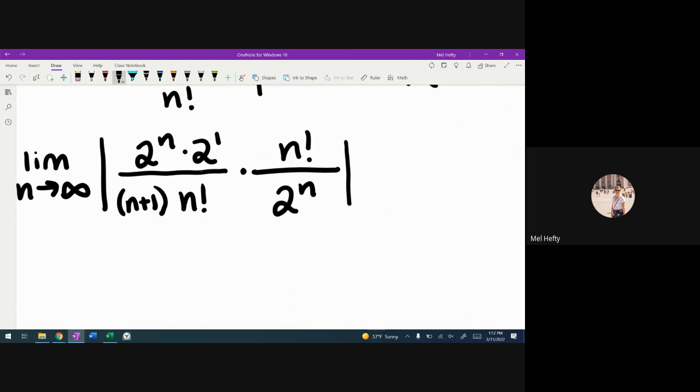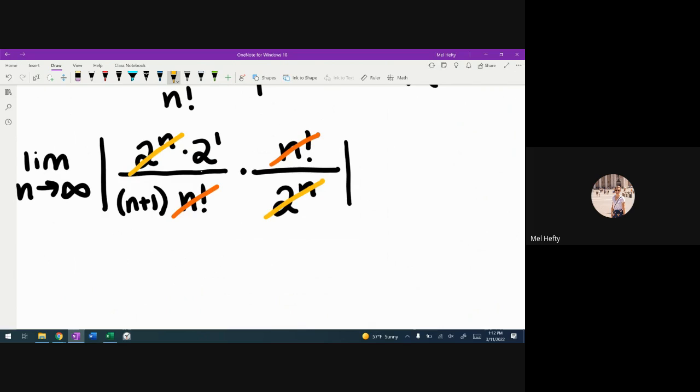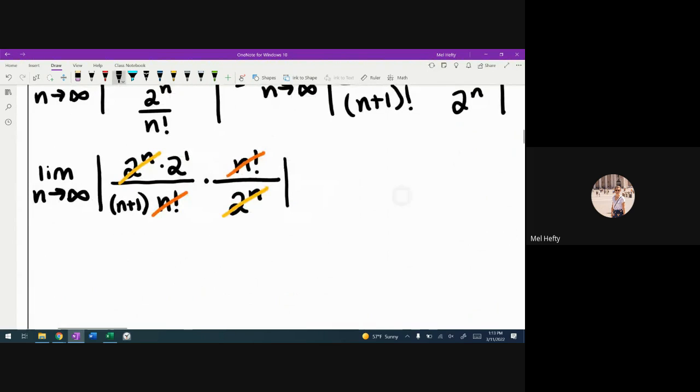Now's the exciting part. What can I get rid of? All right, let's call this 2 to the n power. How exciting. This has become so much simpler now. We have the limit as n approaches infinity. On the top, what are we left with? On the bottom, what are we left with?